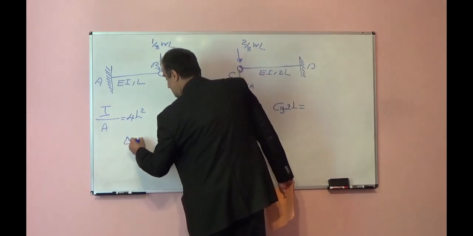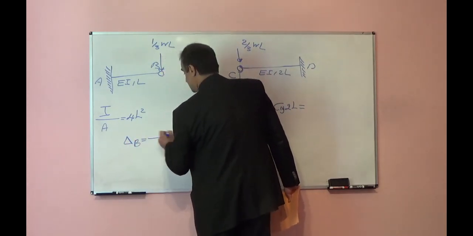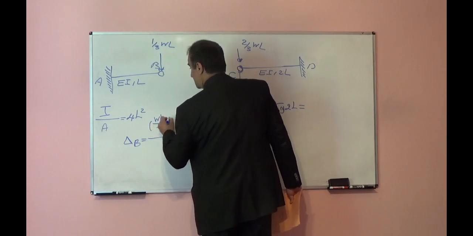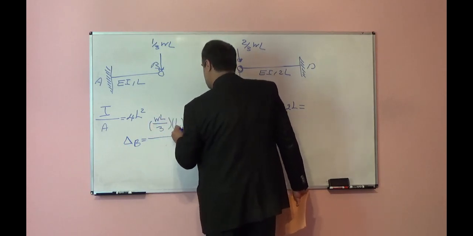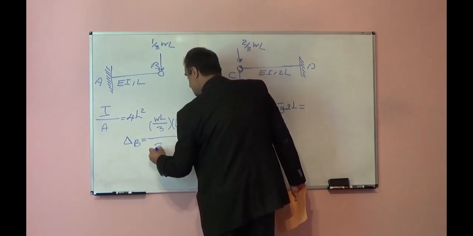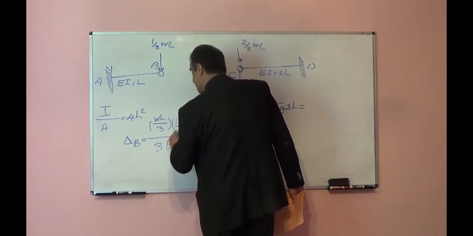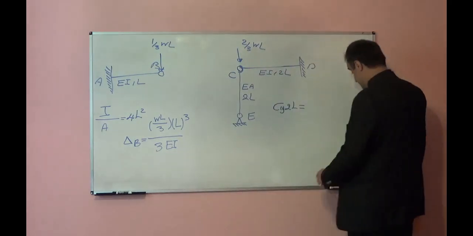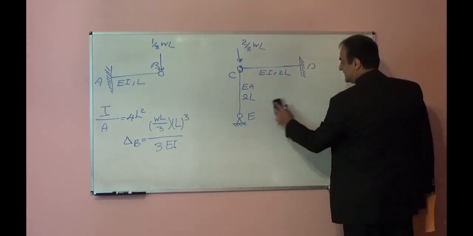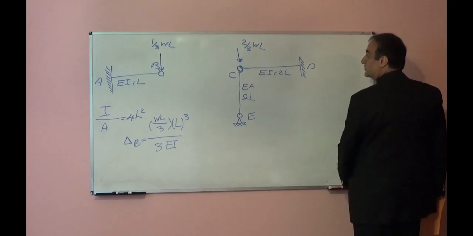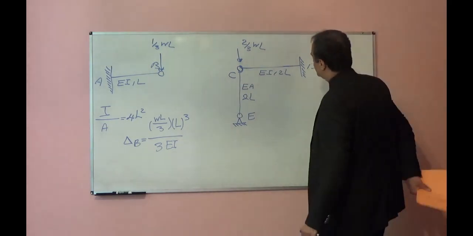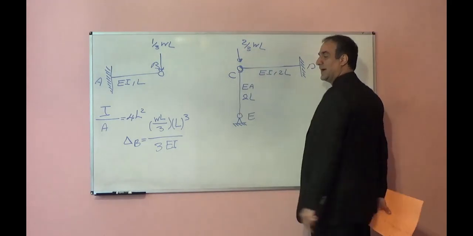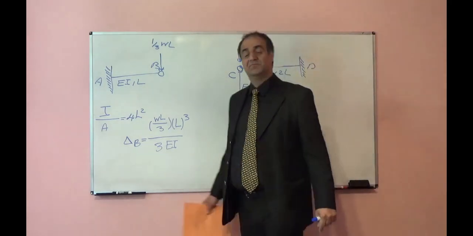Delta B, we know, will be load times length cubed over 3EI. So you can find delta B. Let's look at this side. Can we find delta C? Yes, that is simple too. Why? Because it is a combination of one cantilever and one axial member.